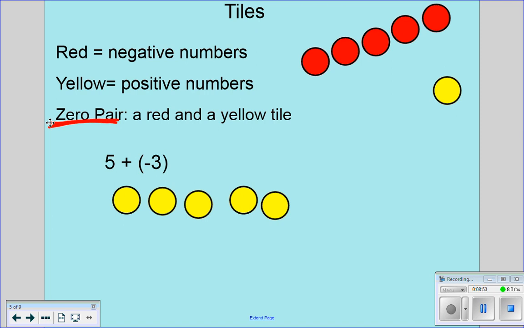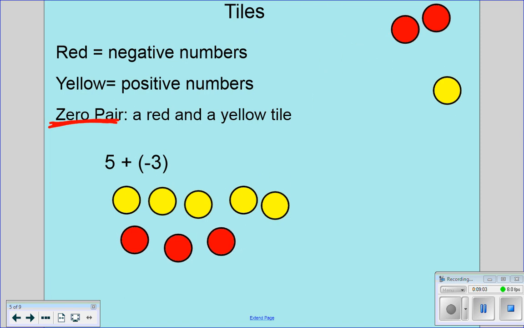Then, what am I going to add to it? What does it say? I'm going to add what? -3, right? So I'm going to put 3 red tiles on my board also. 1, 2, 3. This is what that problem looks like. 5 plus -3.